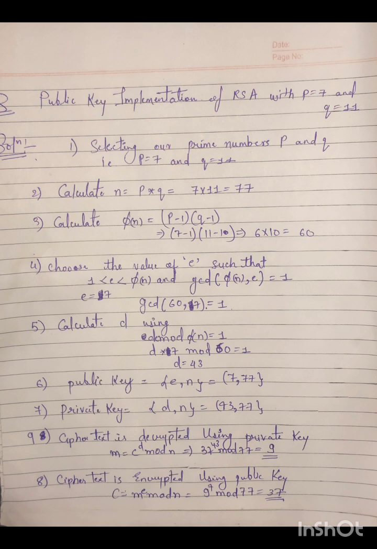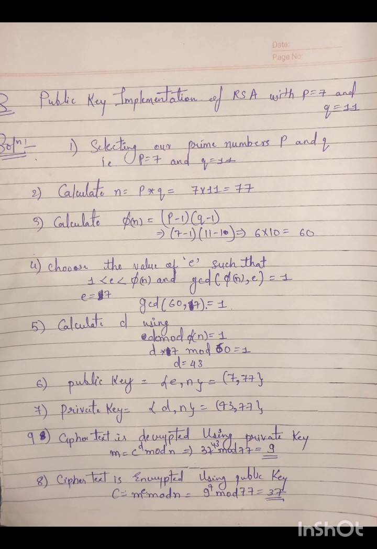So the first step for public key implementation of RSA is selecting our prime numbers P and Q. Then in the second step we calculate n by multiplying our values P and Q. So 7 into 11 is equal to 77. Now in the third step we calculate phi of n, which is calculated by subtracting 1 from P and 1 from Q. So 7 minus 1, 11 minus 1. So the answer is 60.